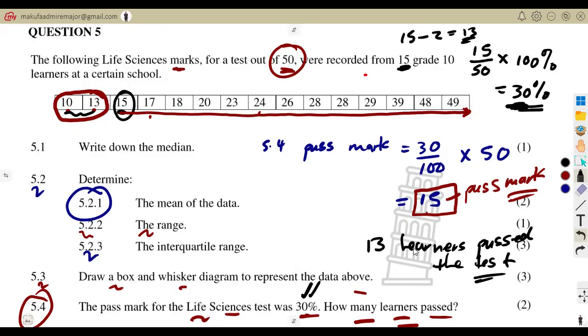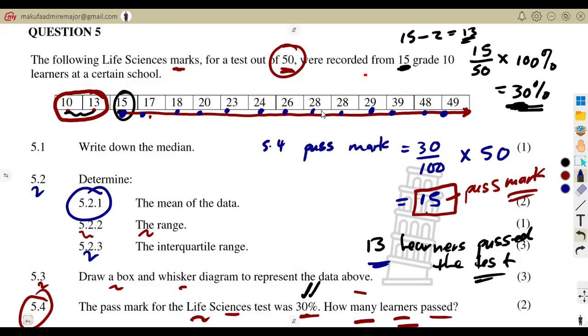That is the condition. 13 learners passed the test. Or you can count them: 1, 2, 3, 4, 5, 6, 7, 8, 9, 10, 12, 18. You can see them. It's a table. Do whatever you want with it. Understand it.